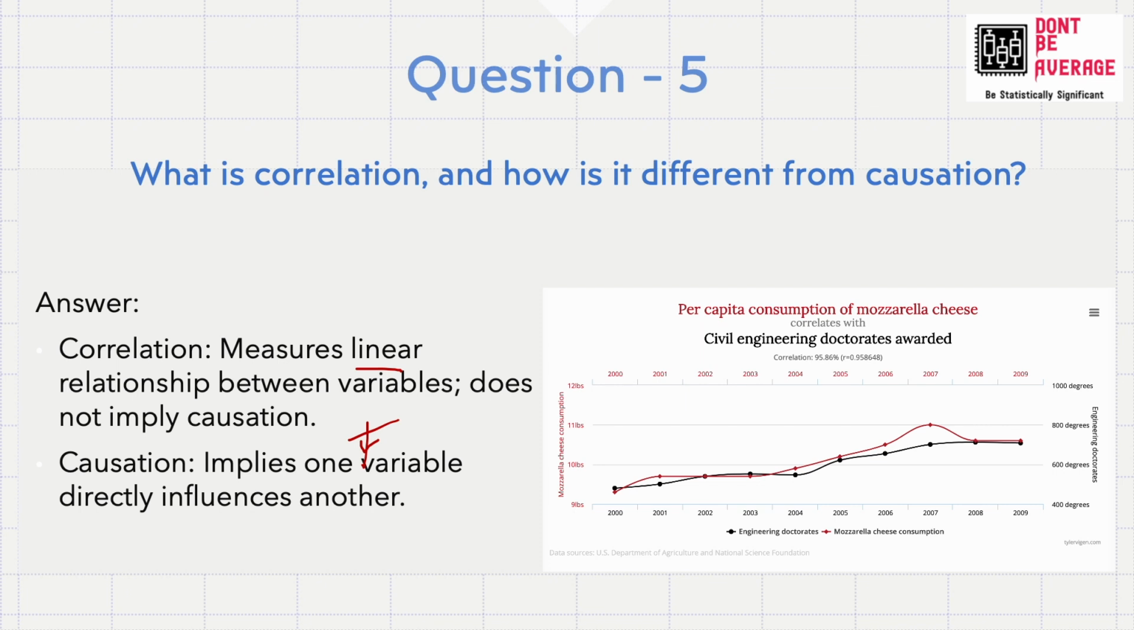For an example, here you can see the per capita consumption of mozzarella cheese correlates with civil engineering doctorates who are awarded. Now there is obviously no causation, but we can see a clear correlation. So that is the difference between correlation and causation.